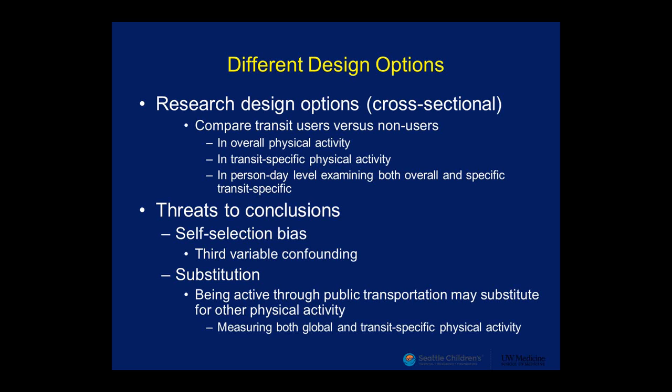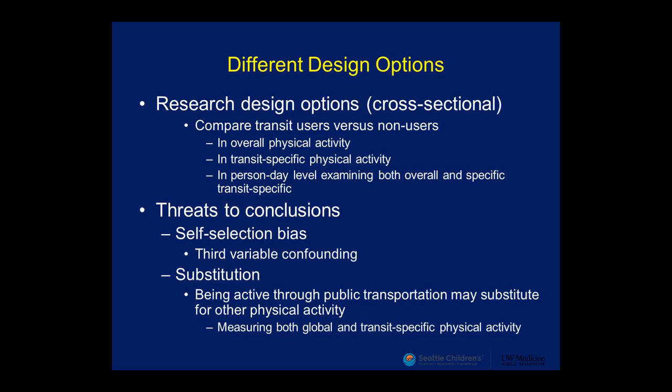Alternatively, it could be that transit access is not random and tends to co-occur in environments that are more supportive of utilitarian walking. So transit use is merely a proxy for better walkability in an environment, and thus it's not surprising that transit users who live in those environments are more active than non-users, because their environments are different in ways that are related to transit access.